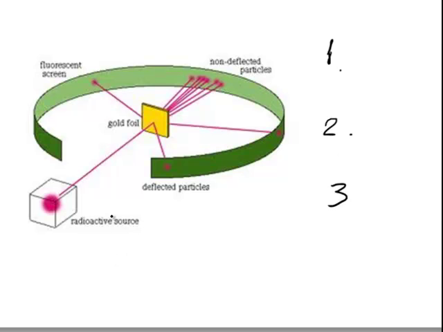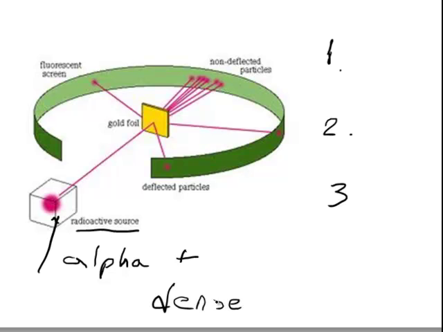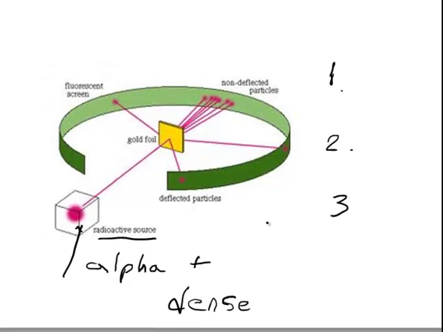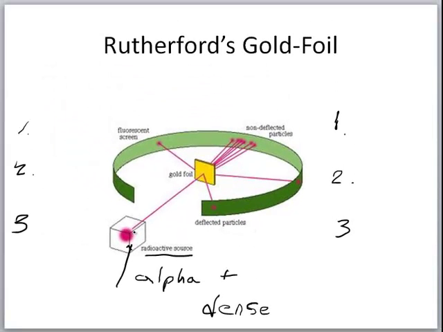A couple things that are important about Rutherford's experiment. First of all, he used a radioactive source, and that radioactive source emitted alpha particles. And there's two things about alpha particles that were important. They're positively charged, and they're very dense. And this is important because that led to some conclusions about the experiment. So what Rutherford did was he took this alpha source and he fired it at a sheet of gold foil.